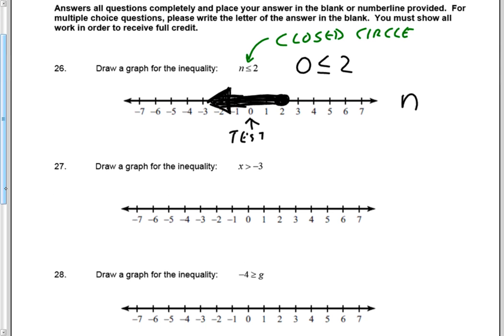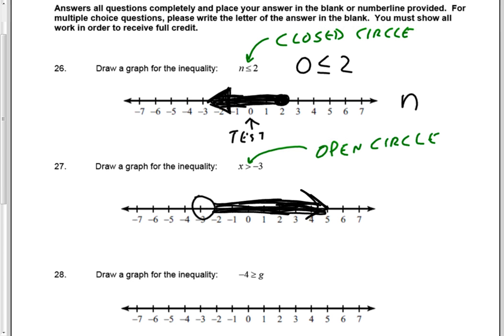How about this one? Is this open or closed? Open circle. What does that look like? That looks like an open circle. Let's test something. Put this in. Let's put in a 2. We'll test that. Is 2 greater than -3? Does that make sense? That makes sense, therefore I must be in the right direction.